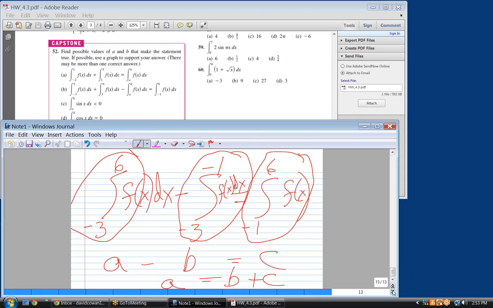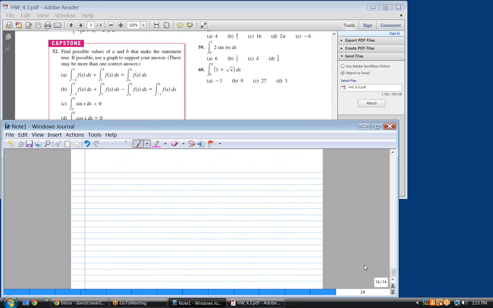Okay? That is less than 0. Well, let's look at our sine curve.